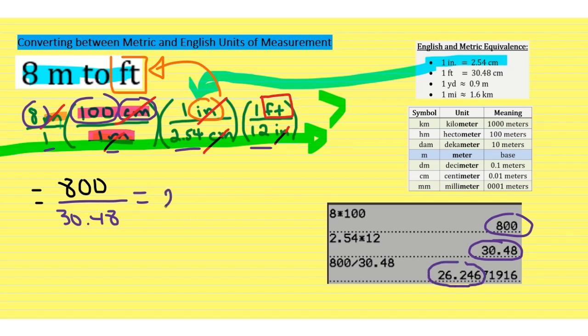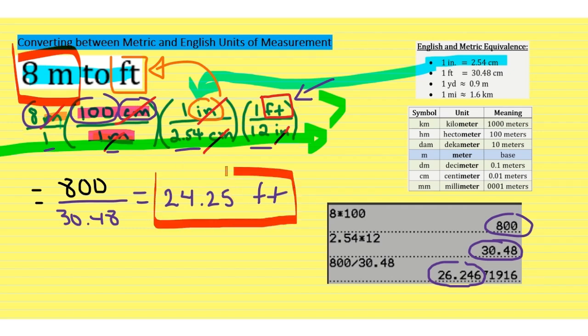And when we divide that out, it gives us 26.25. 24.25, because we are going to round that to 2 decimal places. Again, my units are feet. So put my units down, and I now can see that 8 meters is equal to 24.25 feet. Okay.